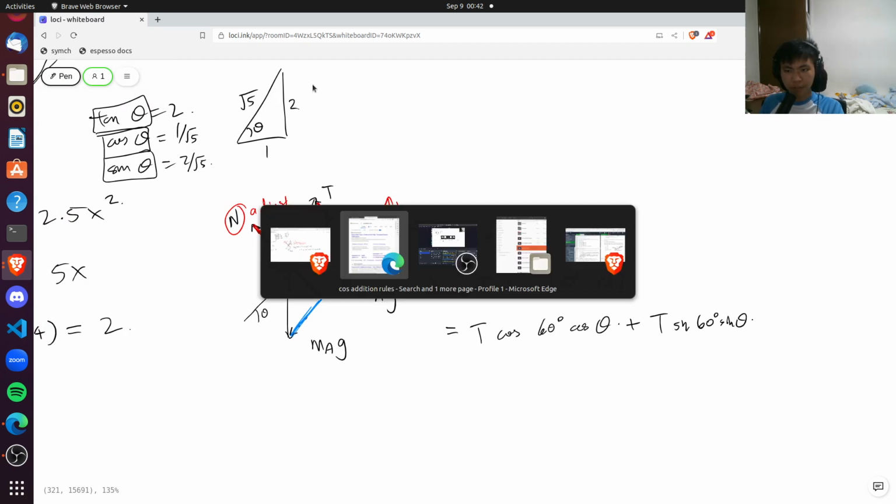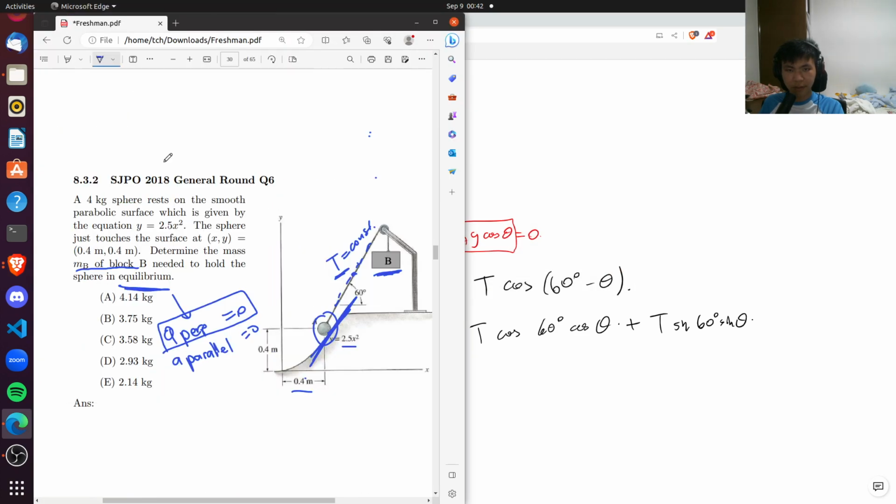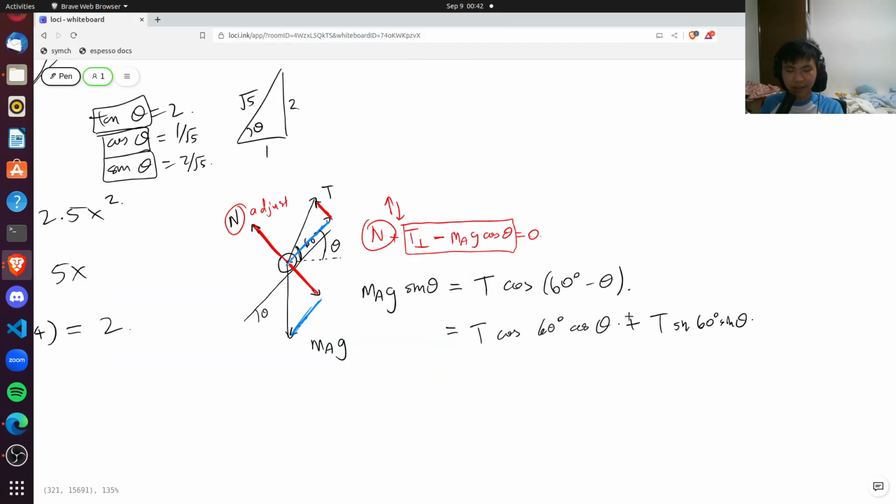If I take a look, the mass is 4 kg and gravitational acceleration is 9.81. So all we need to do is substitute the values in. So 4 kg times 9.81, times sine theta, which is just 2 over square root 5, equals T.